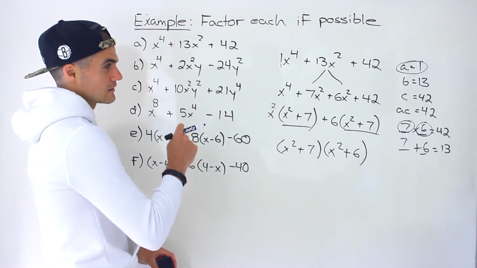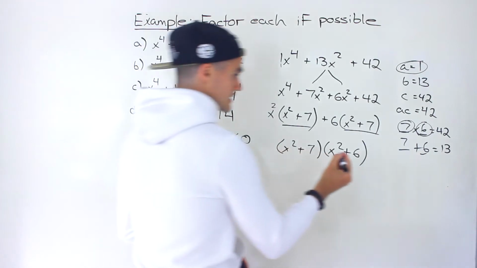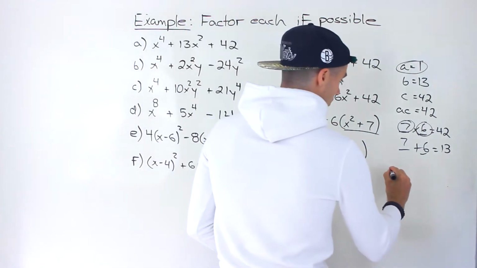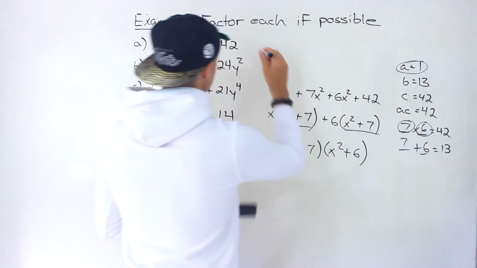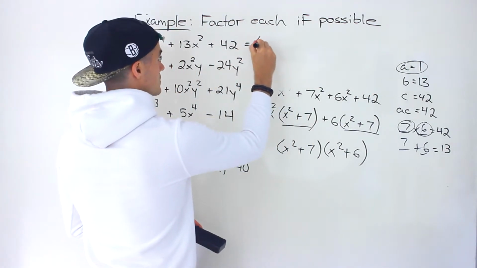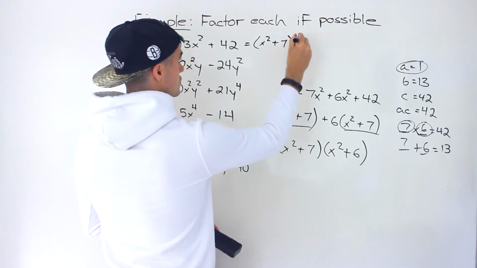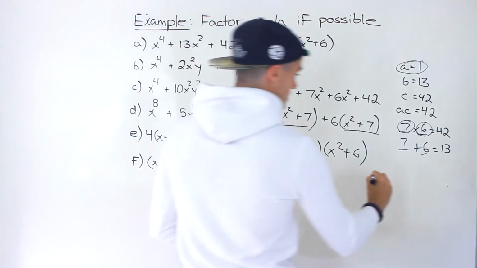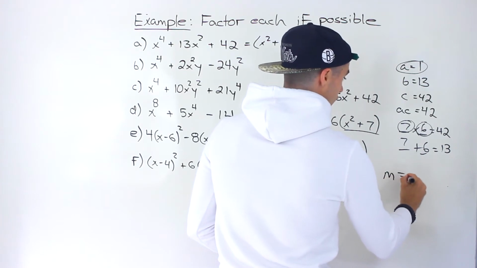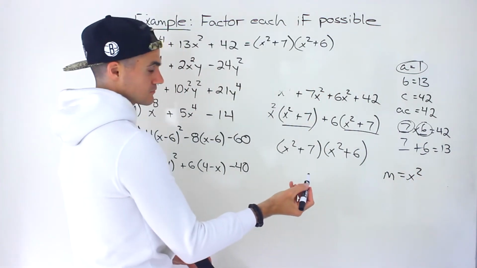Another method that sometimes is used for something like this is substitution. Let me first write the answer over here. What substitution means is that we're subbing in another variable. So maybe we can sub in an m for x squared.